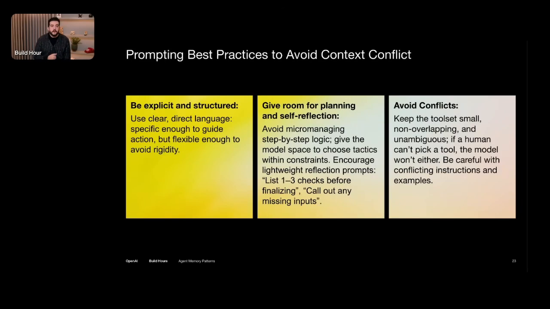So I'd like to start with prompting best practices to avoid context conflict. You can also find them in our prompting guides and cookbooks. The first rule is being explicit and structured. We suggest you use clear, direct language, specific enough to guide action. You should give room for planning and self-reflection. I think this is becoming more and more important with reasoning models like GPT-5. And you should avoid conflicts.